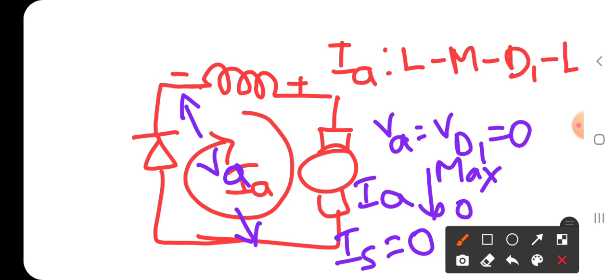First, 0 to T1, D2 is on. Next, T1 to T2, CH1 is on. Next, T2 to T3, D1 is on. Next, when the current goes to 0, what happens immediately?